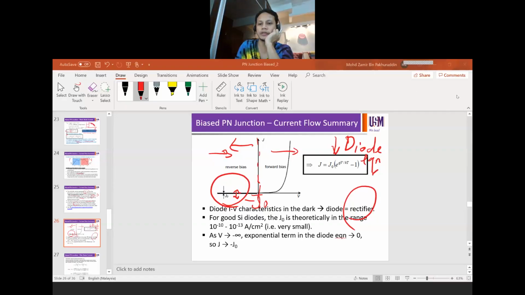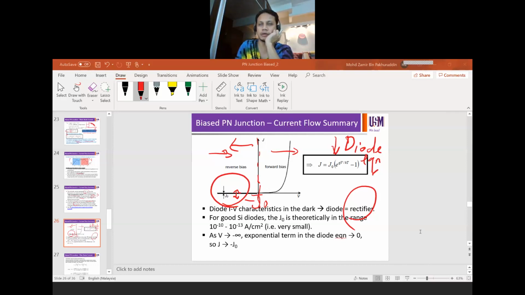So diode is a rectifier. Have you learned about rectifier before in electronics? It's okay, you just finished a test. So what is a rectifier? Let's recall. Not the definition. What do you remember about rectifier? What do you understand about rectifier?